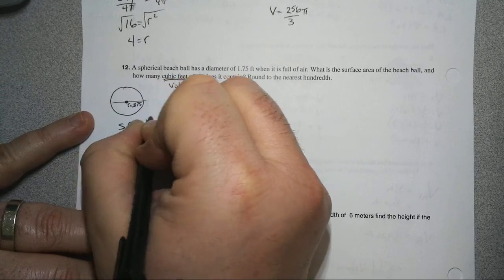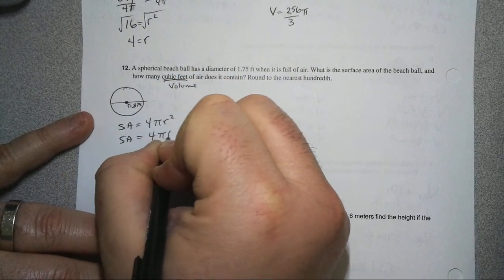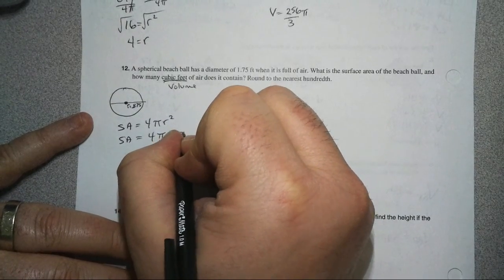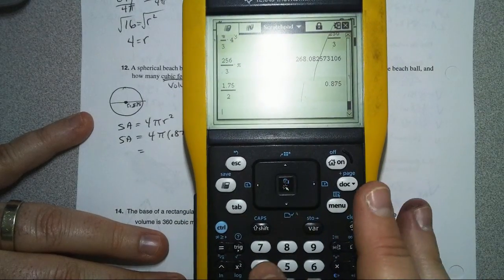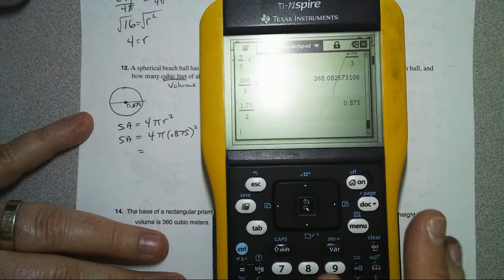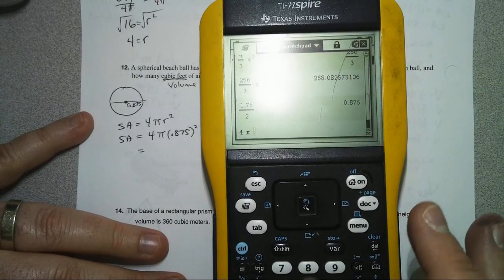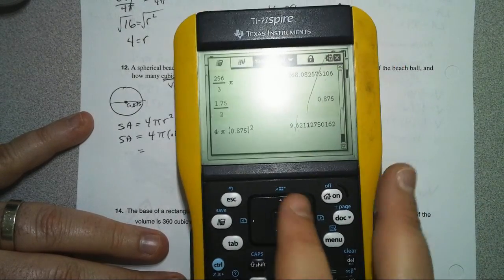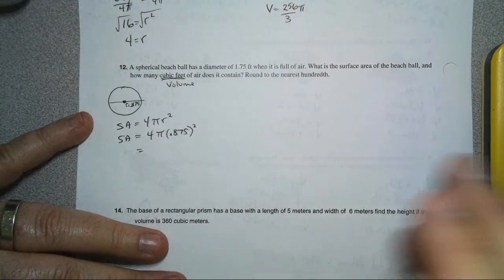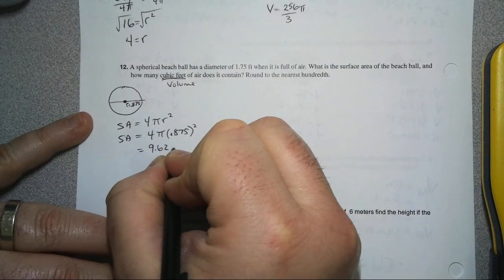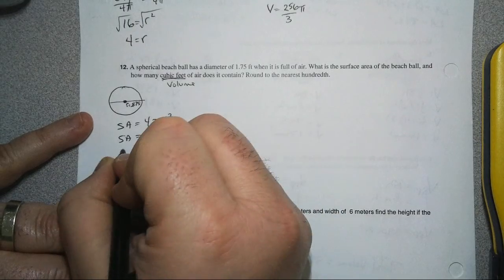So surface area is 4 pi r squared. So 4 pi times 0.875 squared. And then we just do the math here. Okay, and it says nearest hundredth. So we'll do 4 times pi times 0.875 squared. We get 9.6201, and we want now the nearest hundredth, so that would be 9.62. And once again, this is area, so this is feet squared, okay?